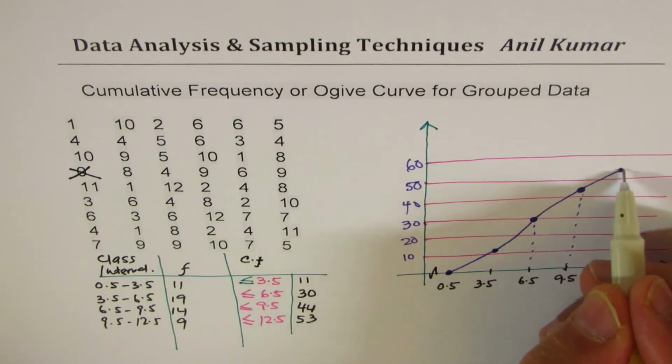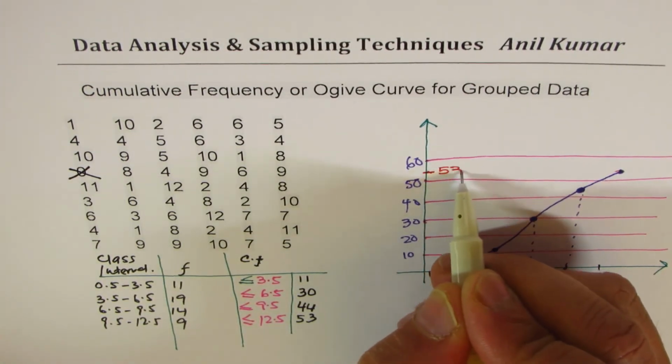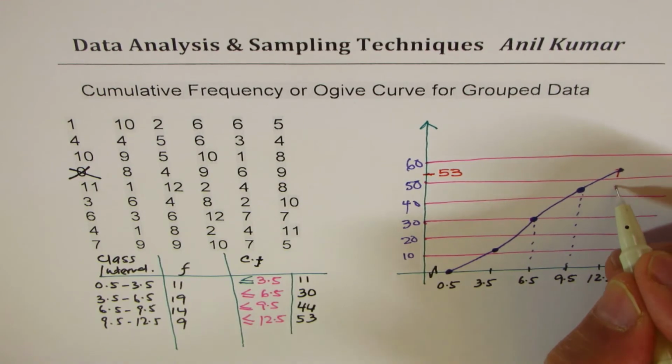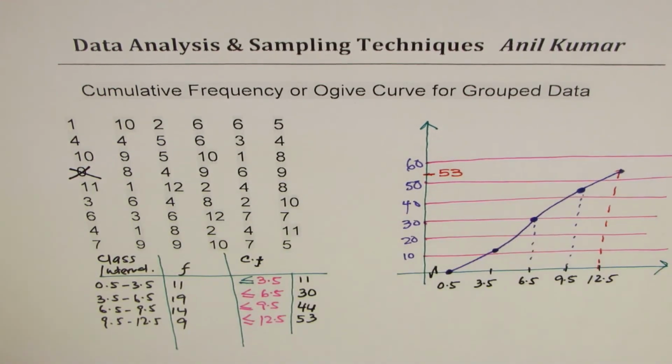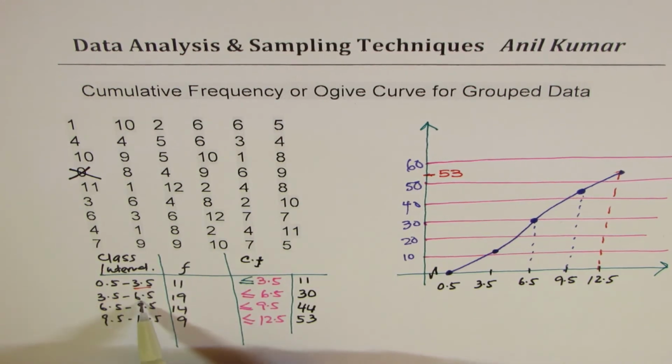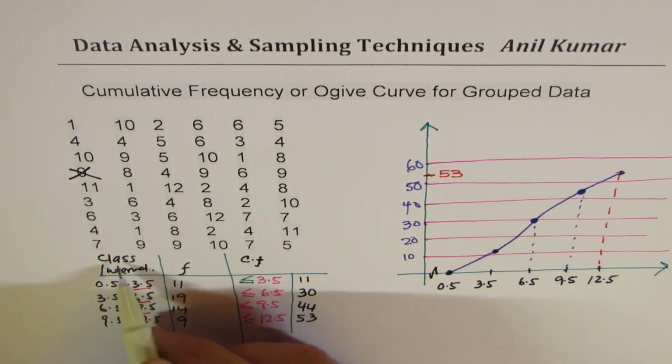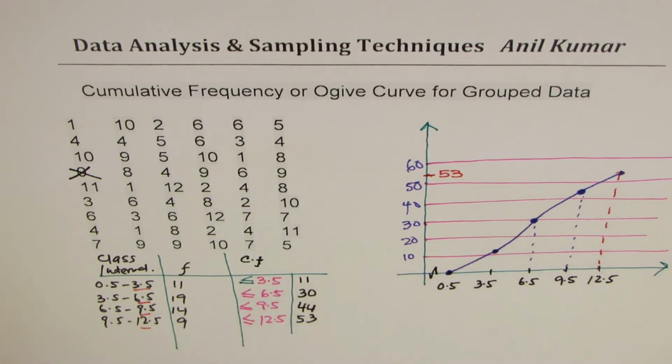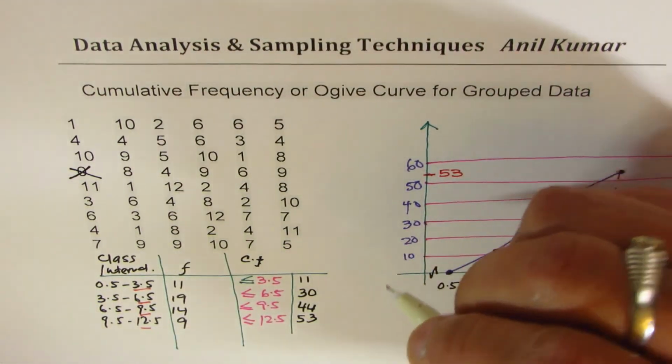Correct? So the last point here is, let me write down, 53. So that is how you sketch the cumulative frequency graph for the grouped data, right? So that is how it is to be done. I hope the concept is clear. All these numbers come at the end of the interval, not in the middle of the interval, right? As we saw with frequency polygons earlier. So this is our cumulative frequency graph.